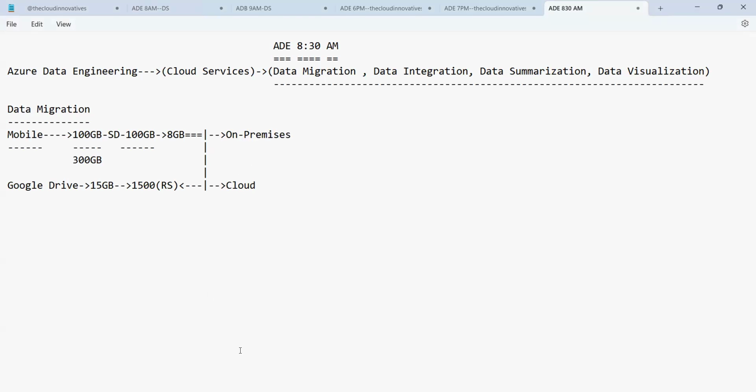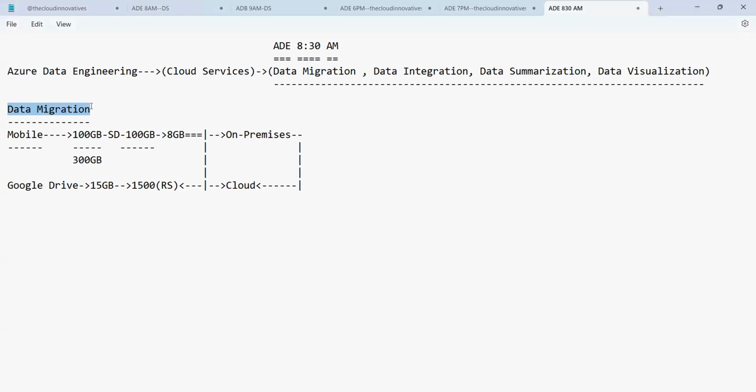Whenever we move the data from on-premises to the cloud environment, this kind of moving of the data is called as what?